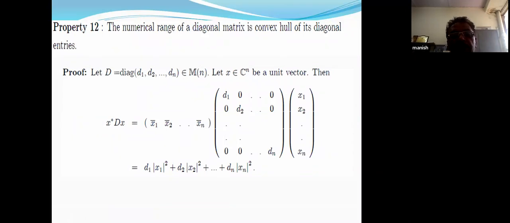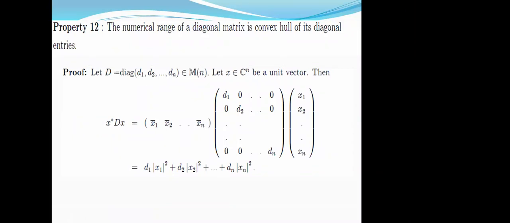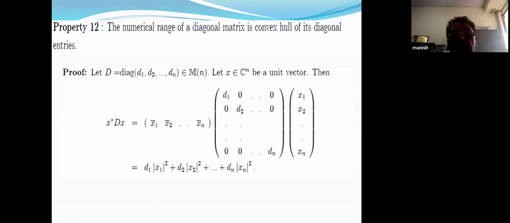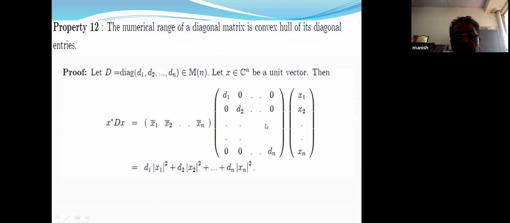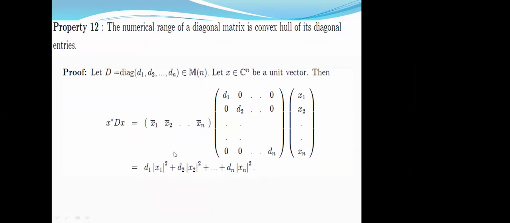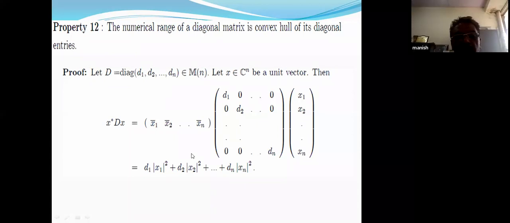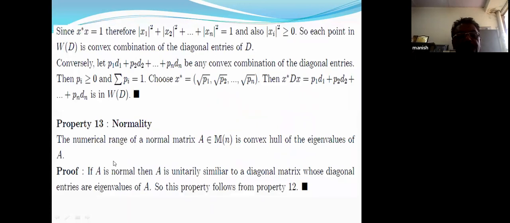Let us consider the simplest case, a diagonal matrix. The numerical range of a diagonal matrix is the convex hull of its diagonal entries. Take D to be this diagonal matrix and calculate X star D X. This comes out to be an expression of this form. The xi squared are non-negative. Also, since X is a unit vector, the sum of xi squared is 1. So this is a convex combination, and we take this convex combination over all unit vectors X. So this is the convex hull of the diagonal entries.